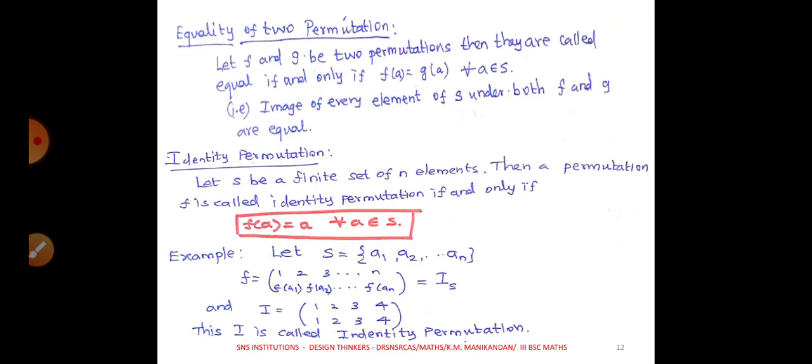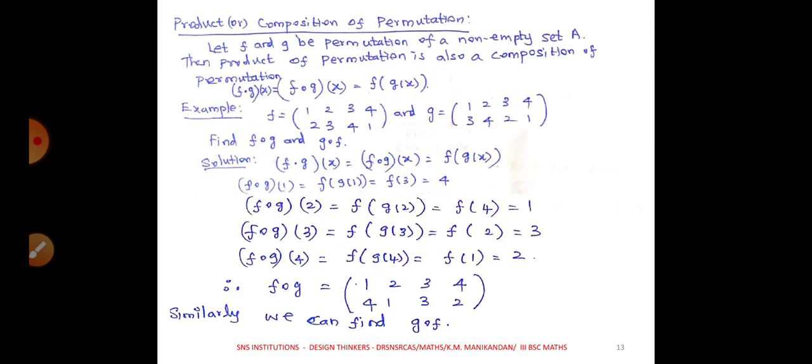So now here is an example. Let S be A1, A2, A3, ..., An. The image of 1 is F of A1, the image of 2 is F of A2, the image of 3 is F of A3, etc., the image of n is F of An. This is called the identity permutation I. Now I equals 1 mapped to 1, 2 mapped to 2, 3 mapped to 3, 4 mapped to 4, which represents the identity permutation. Next we are seeing the product or composition of permutations.